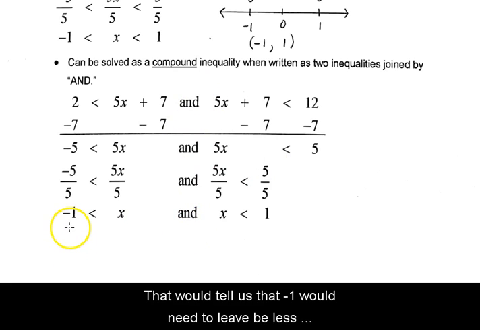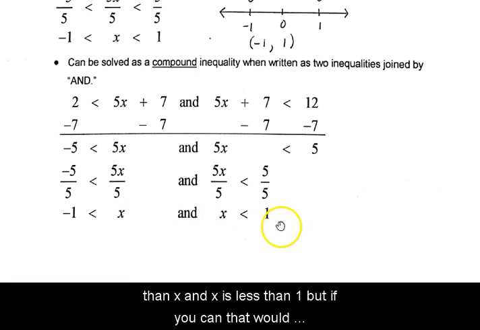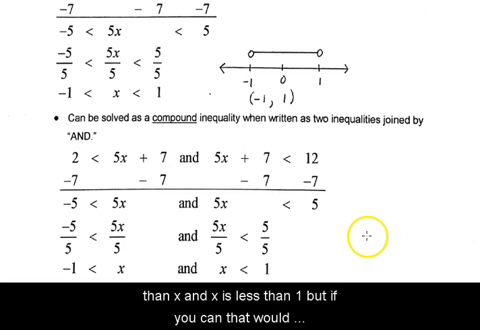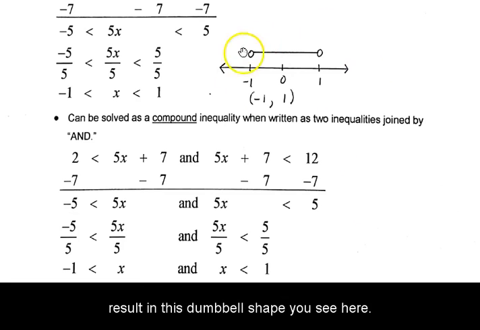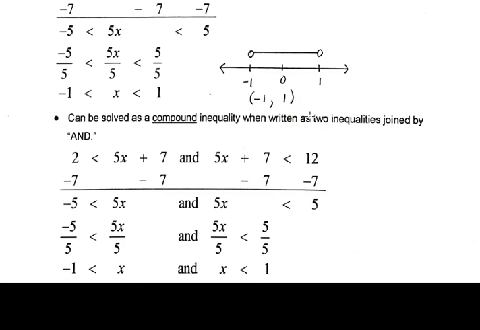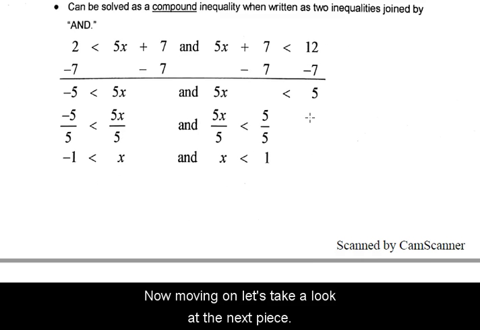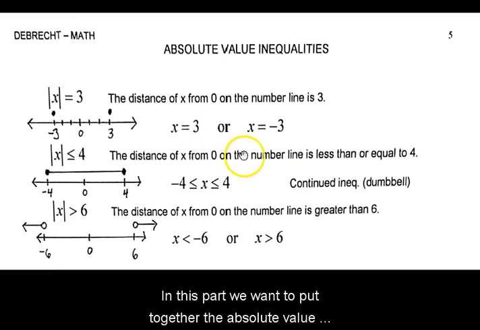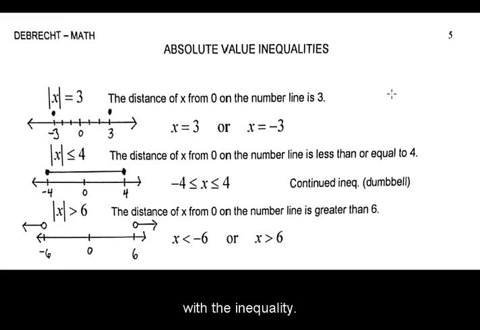That would tell us that -1 would need to be less than x and x is less than 1. But again, that would result in this dumbbell shape you see here. Now, moving on, let's take a look at the next piece. In this part, we want to put together the absolute value with the inequality.